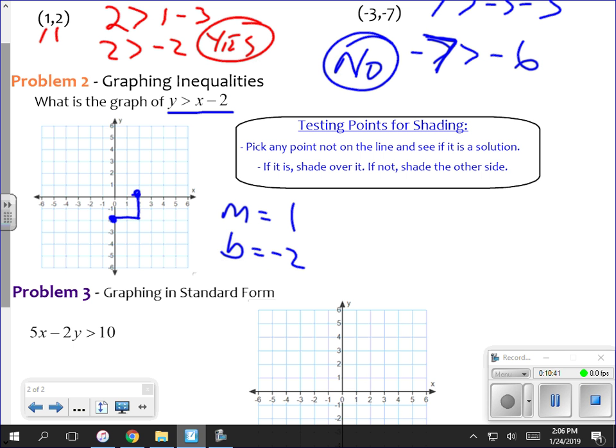Now, my first question to you: is this a solid line or a dashed line? It's a dashed line because it's not or equal to. I don't have the little line. I don't have the filled-in line. It's a dashed line.